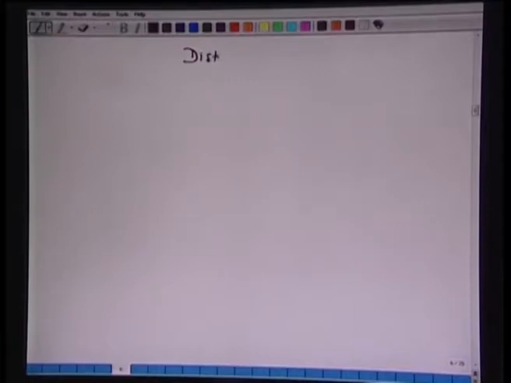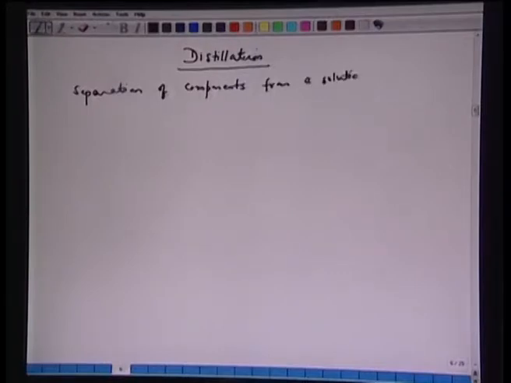So, we have distillation. So, we say it is also a separation process, separation of components. So, we can have binary components for simplicity, or we can have multi components. So, separation of components from a solution. All right. Now, again when we say solutions, our feed need not be a gas phase, need not be a liquid phase.